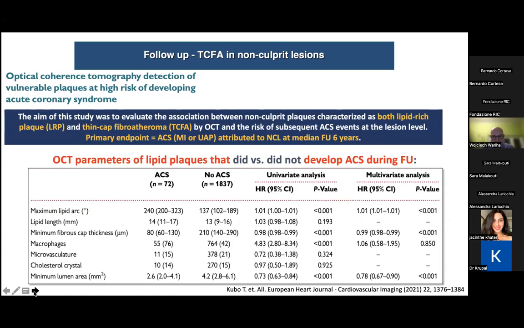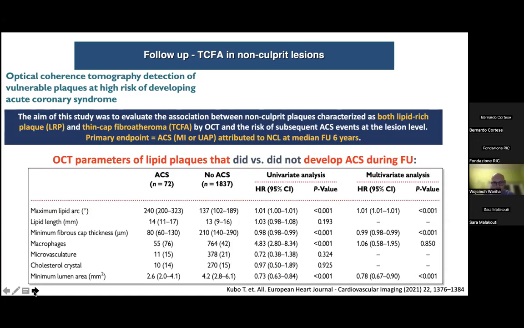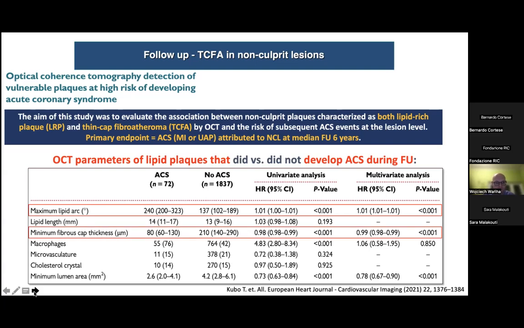However, the sub-study of those studies showed that the OCT parameters of lipid-rich plaque that developed acute coronary syndrome during the long-term follow-up, so in those studies with 6 years median follow-up, were the maximum lipid arc, minimum fibrous cap thickness, and minimum lumen area.